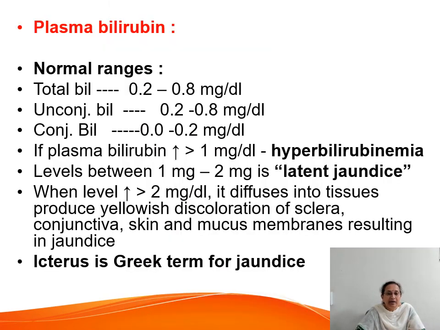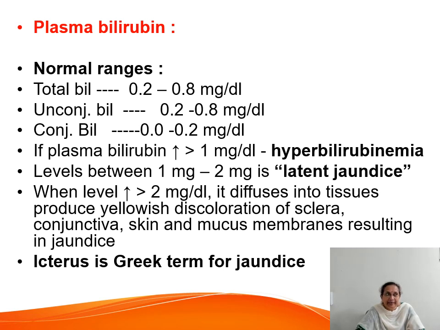Coming to a little bit regarding the normal ranges. Total bilirubin normal range is 0. There is a typo over here. Total bilirubin is 0.2 to 1.0 milligrams per deciliter. Unconjugated is 0.2 to 0.8 milligrams per deciliter. Conjugated is 0.0 to 0.2 milligrams per deciliter.